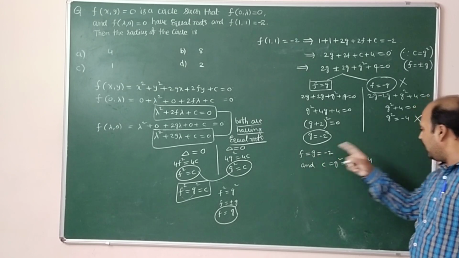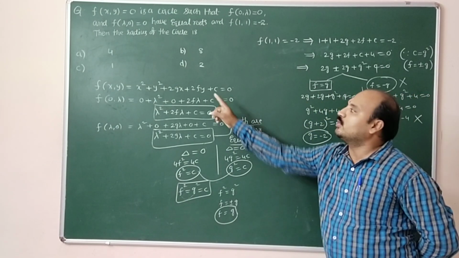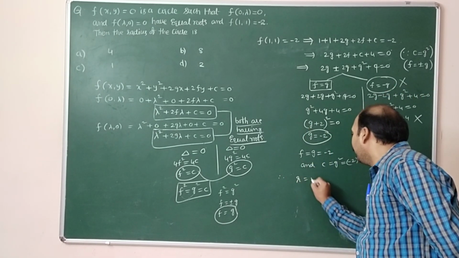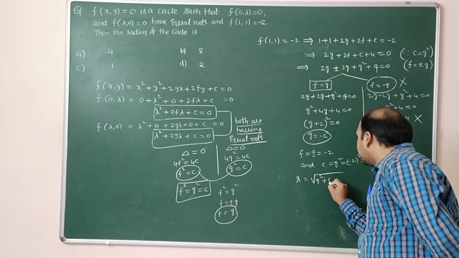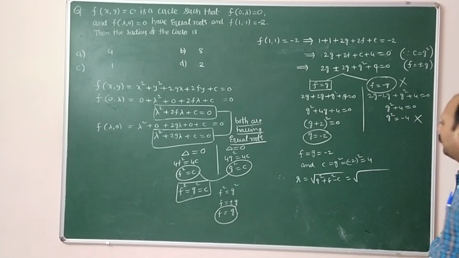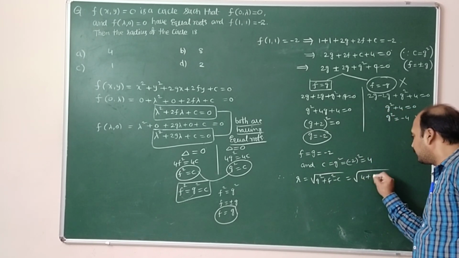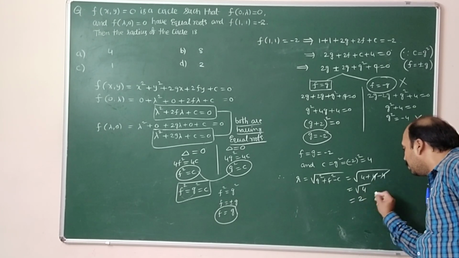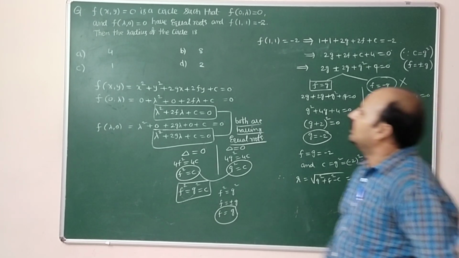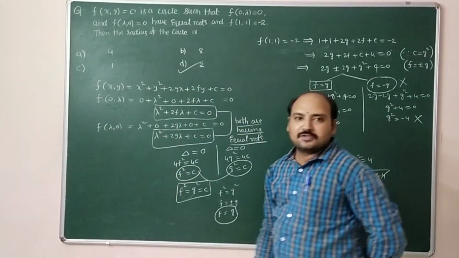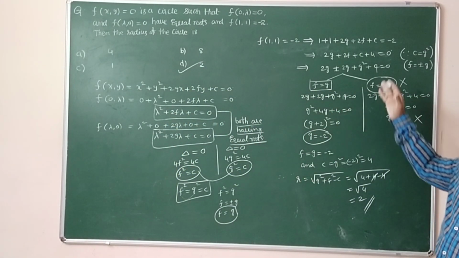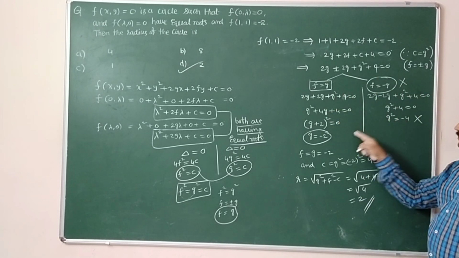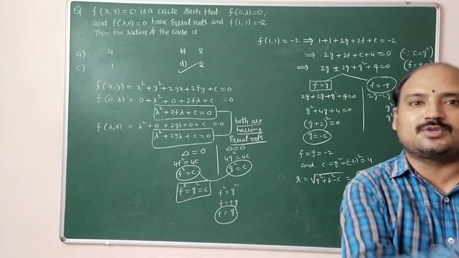So we know the f value, g value and c value. Substitute in this equation. They are asking for the radius. The radius r = √(g² + f² - c) = √((-2)² + (-2)² - 4), so 4 plus 4 minus 4, root 4, which is equal to 2. Therefore the radius of the circle is 2. I hope everyone understands that. This is the way you can go. Why this is not possible and why only this is possible, I explained here. We will move to the next question.